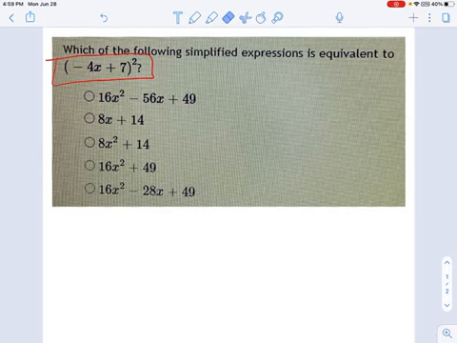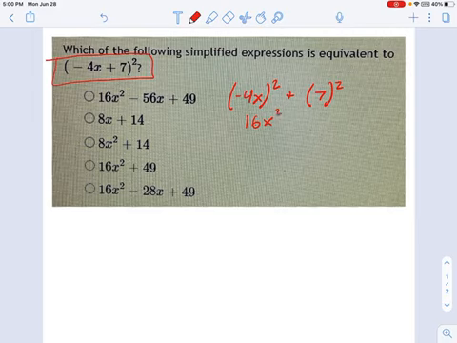If you imagine the simple way of doing this, which is the wrong way, it's a common mistake that people make. They say, oh, if I square the parentheses, that's the same as squaring the pieces inside the parentheses. And that would be 16x squared plus 49. And oh, look at that, it's right here. Classic mistake, which is why it's in the list as an option. That's not the way you want to do this.